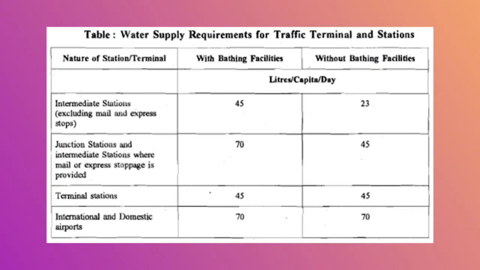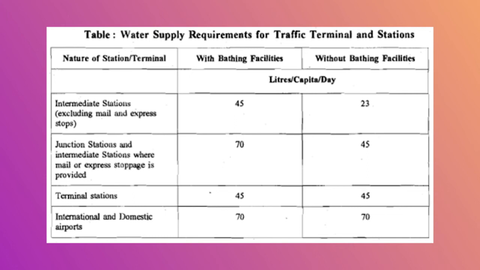So here is the data: water supply requirement for traffic terminals and stations. Two types of facility, with bathing facilities or without bathing facilities. For example, we are taking junction stations and intermediate stations where mail or express stoppage is provided. For bathing facilities, the water requirement is 70 liters per capita per day. And if bathing facility is not provided, then the water requirement is 45 liters per capita per day.